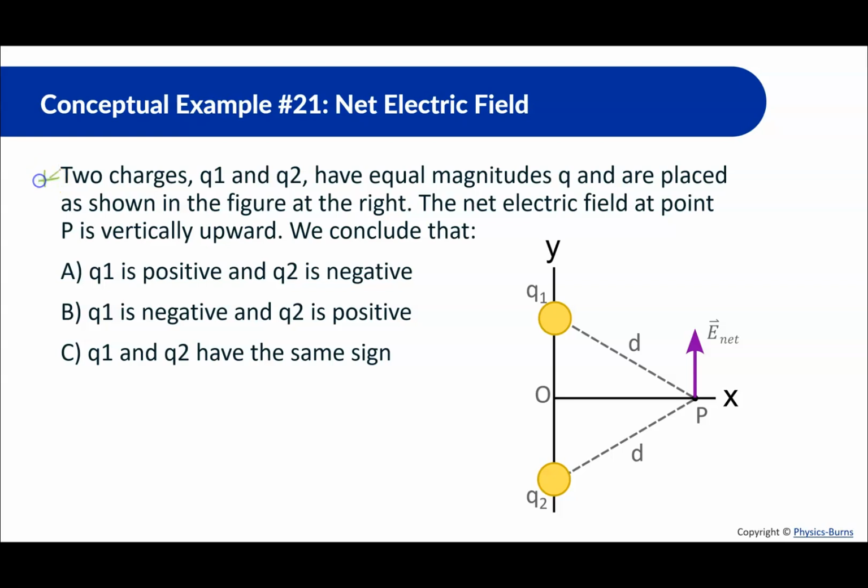Alright, 2 charges, Q1 and Q2, have equal magnitudes Q and are placed as shown in the figure at the right. The net electric field at point P is vertically upward.